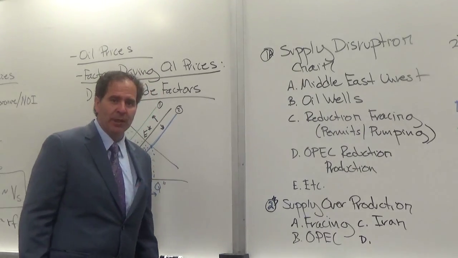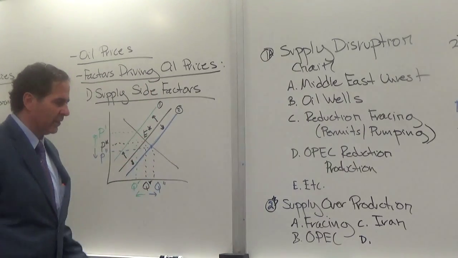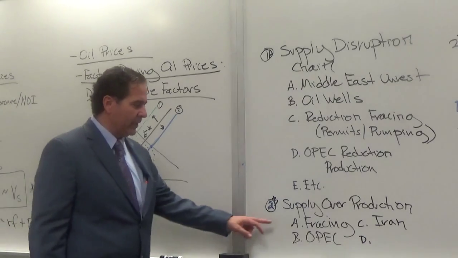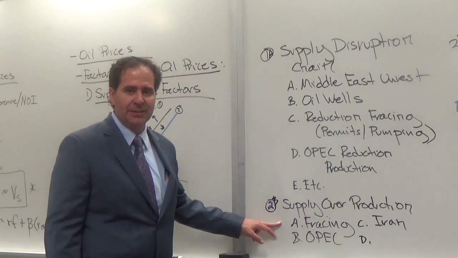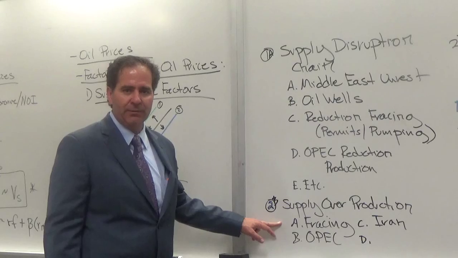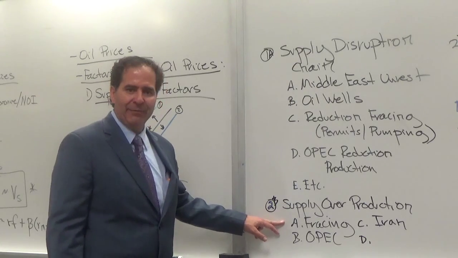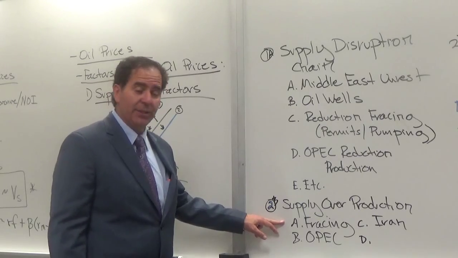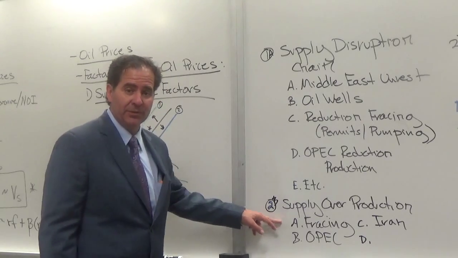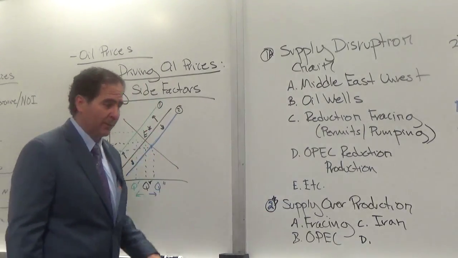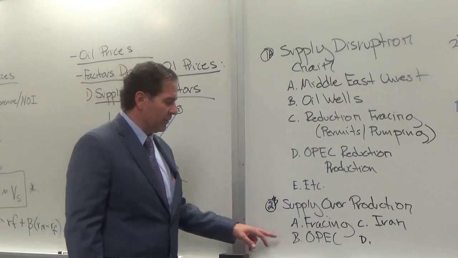The other is overproduction that pushes out the supply curve. That could be increased fracking. Right now, the United States exports oil for the first time ever. So high fracking levels, continuation of fracking will continue to pump new supply into the market, putting downward pressure on prices. You also have OPEC.